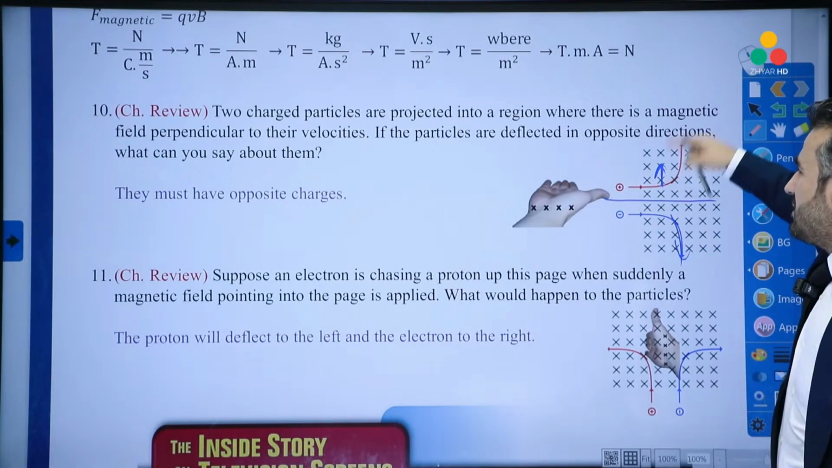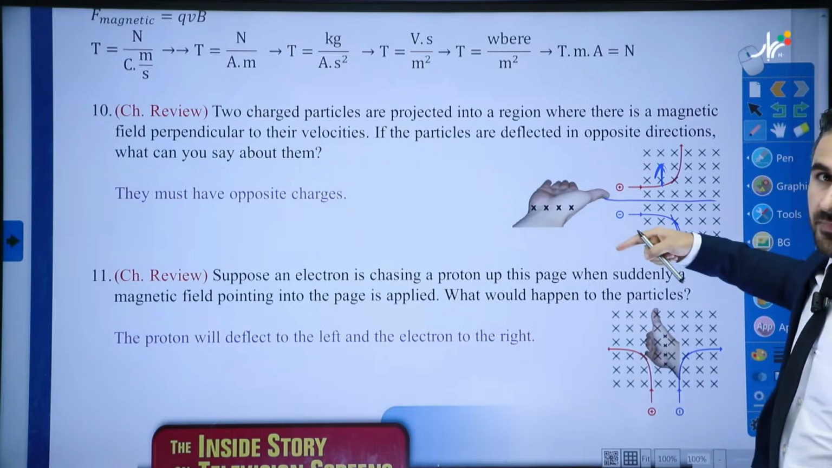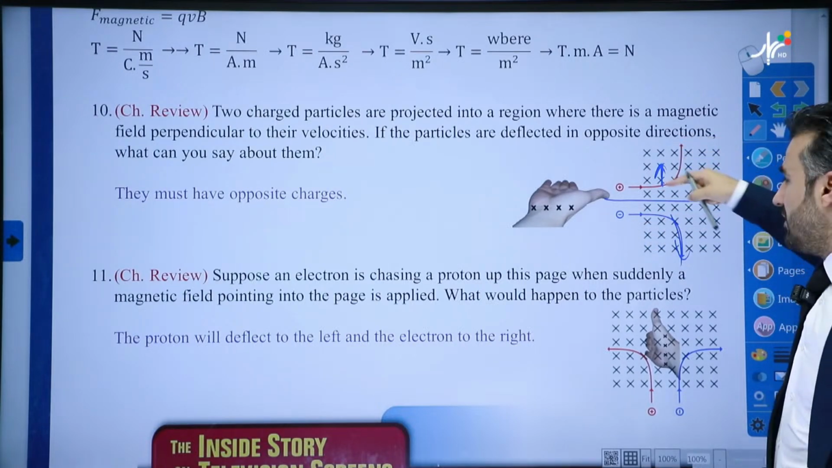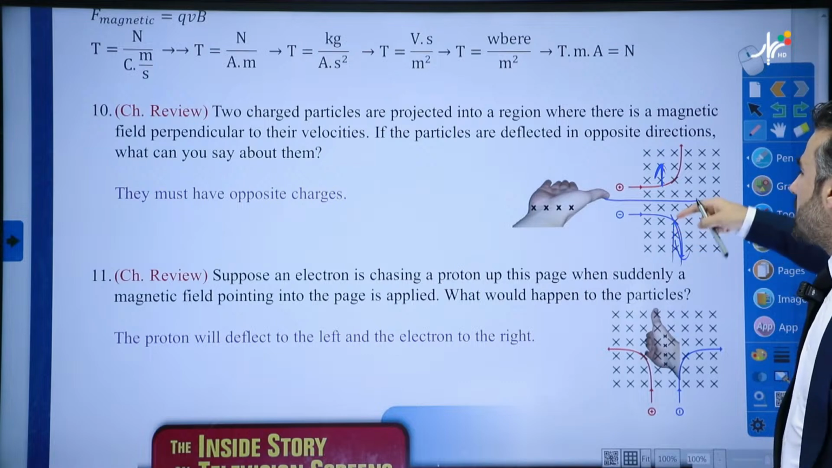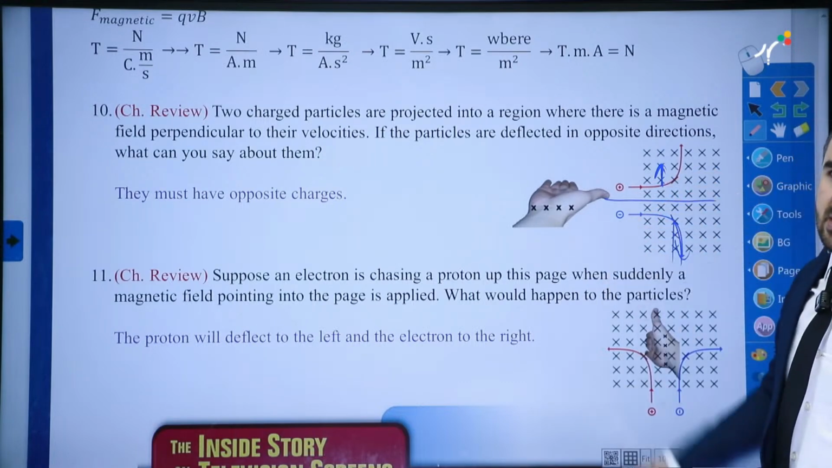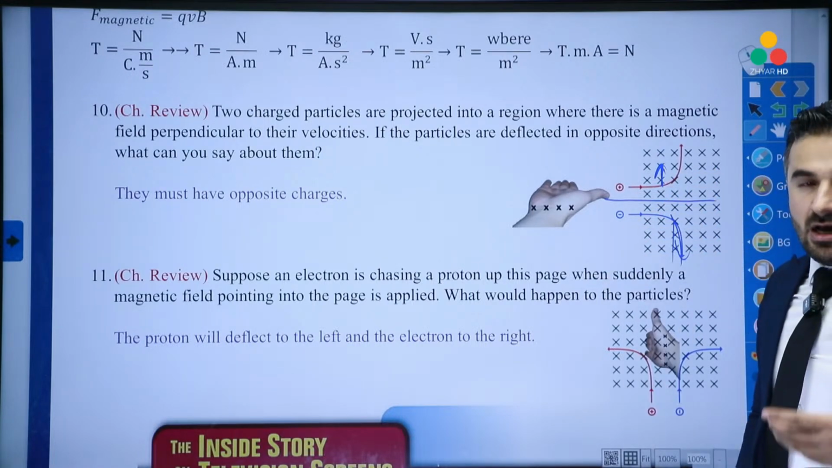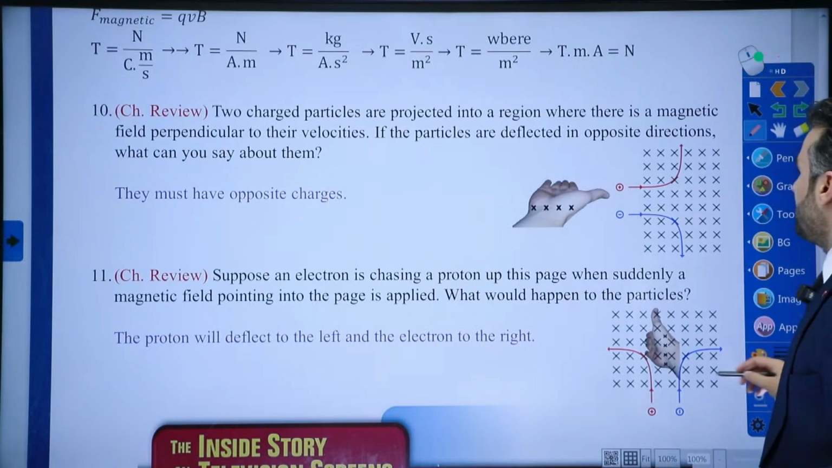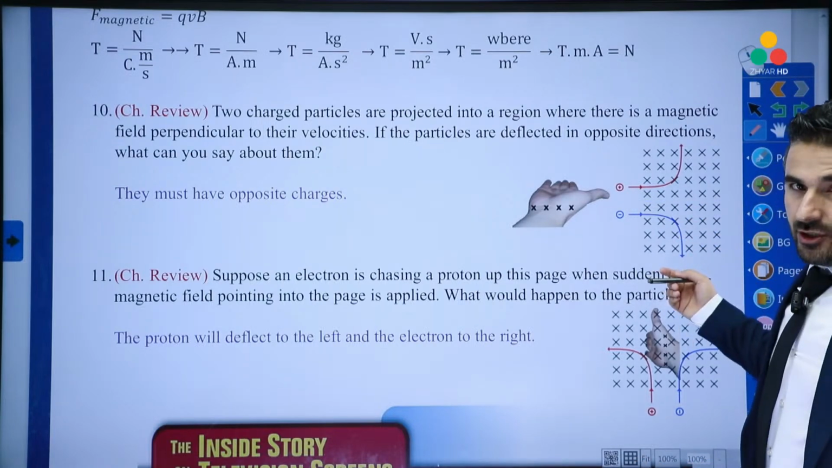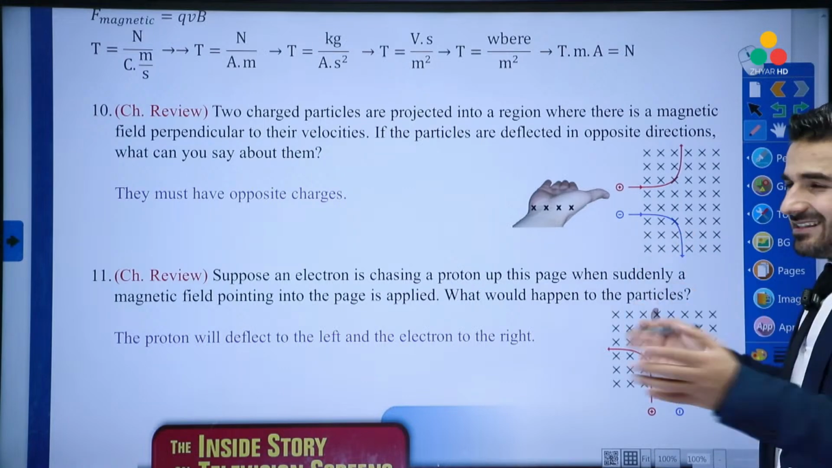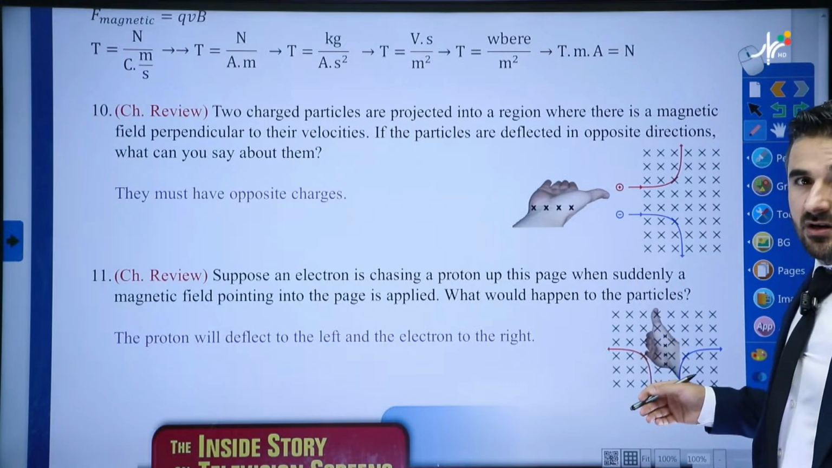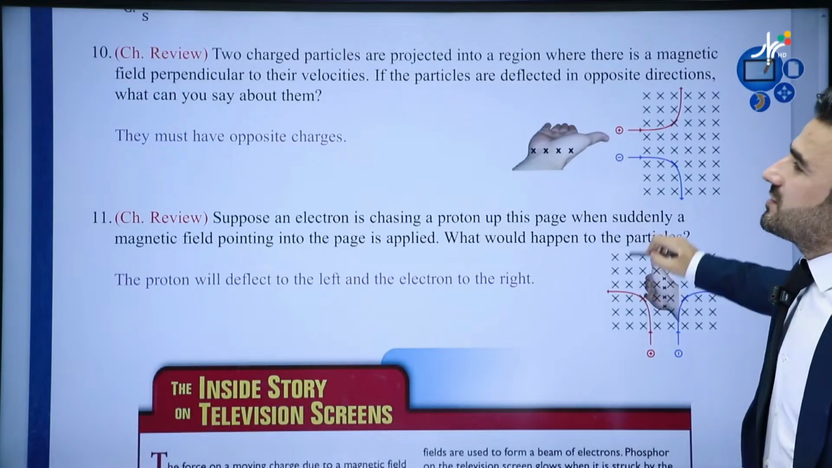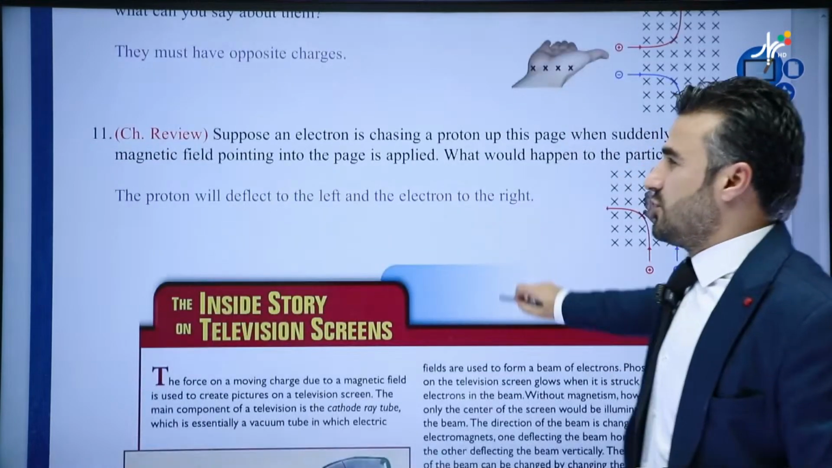So if this is the direction of the force on a proton, or the path of a proton, the reflection of this one is basically the path of an electron, or you can say the force would be in the opposite direction. And of course, if they're deflecting in opposite directions, the forces must be in opposite directions, that means the charges must be opposite. So we can say they must have opposite charges.